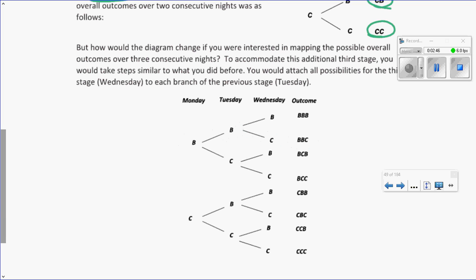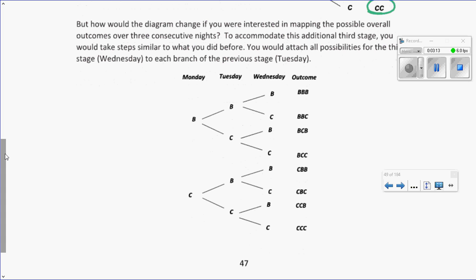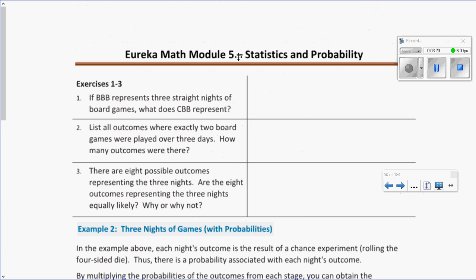Or you could have board game, card game, board game. Or you could have board game, card game, card game. Do you see how you follow the branches of the tree? You could have card game, board game, board game, which would be this. Or you could have card game, board game, card game, which would be this. The probabilities of those all occurring look to be equivalent, but if we turn the page, we're going to talk about how it wasn't always the same chance of a card game happening as a board game.